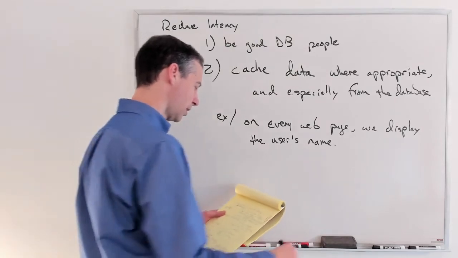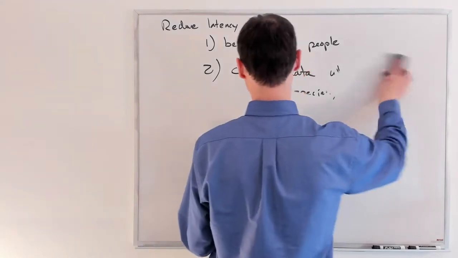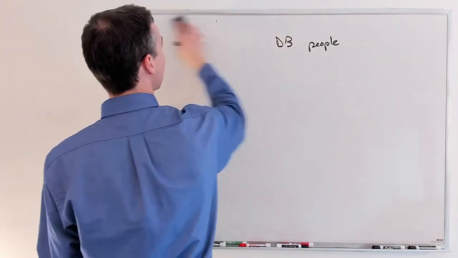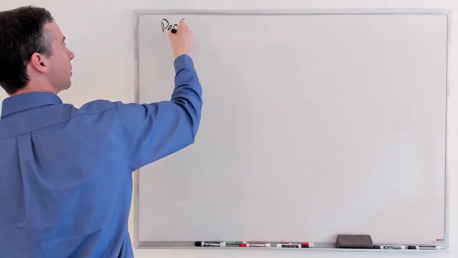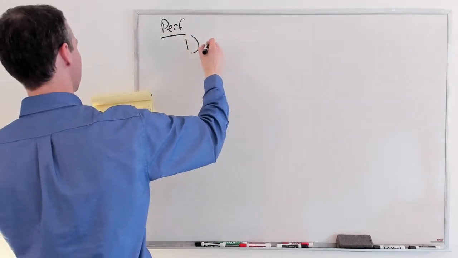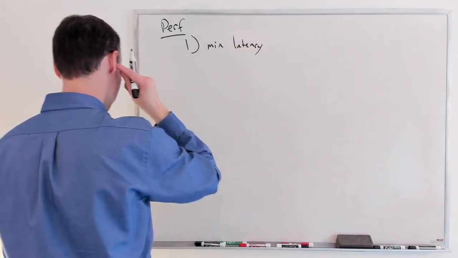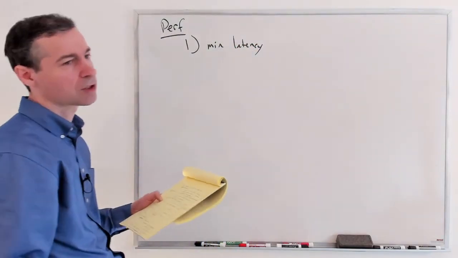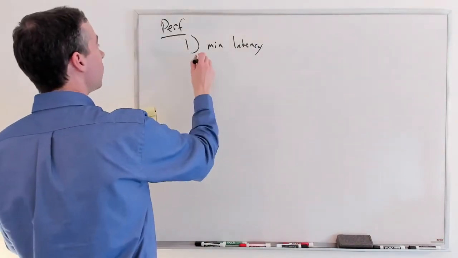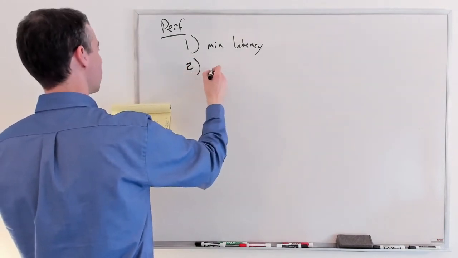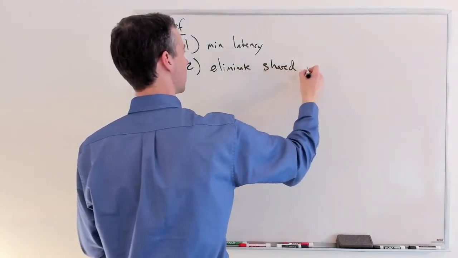What about the other thing to improve performance? Well, we want to eliminate shared resources, so we're back to performance. And remember, the first one was minimize latency. We looked at ways to do that, which is basically treat your database nicely, and then cache data, which in general for us is going to be caching data from the database. So 1 was minimize latency, but then 2 was eliminate shared resources, because this is where we get contention.